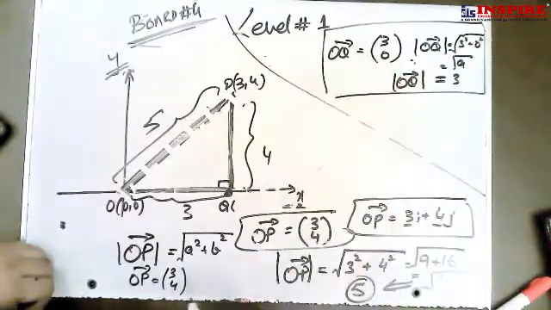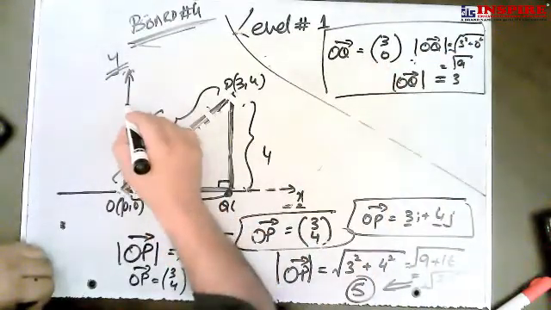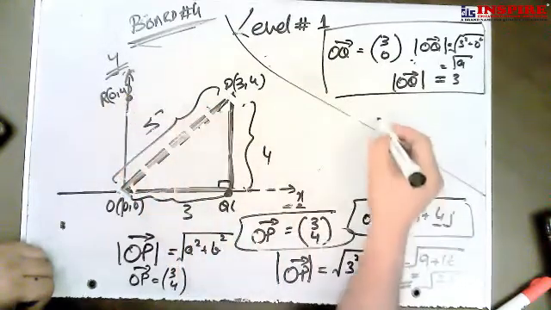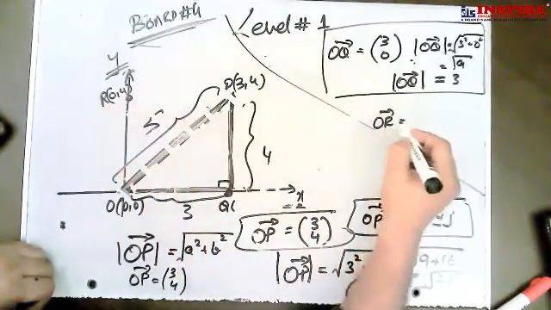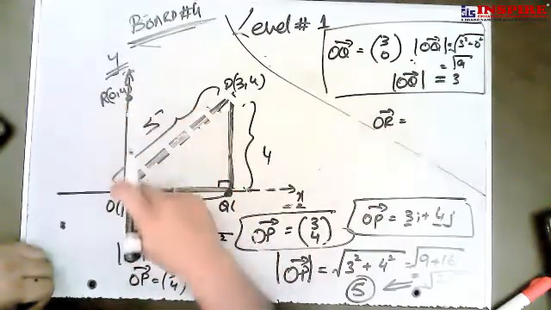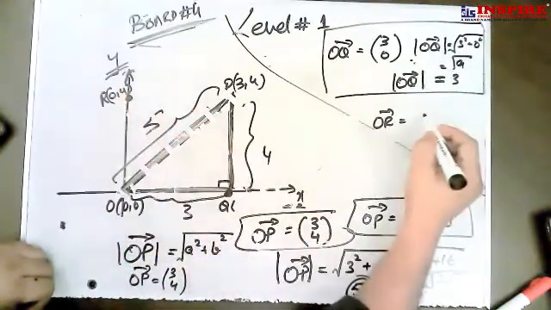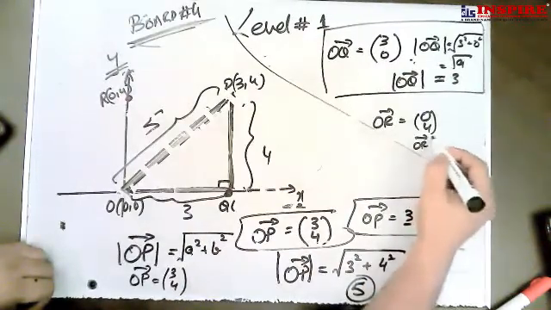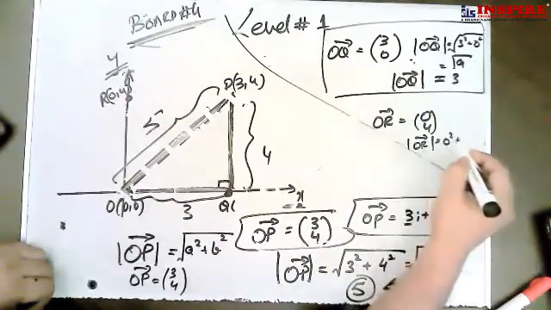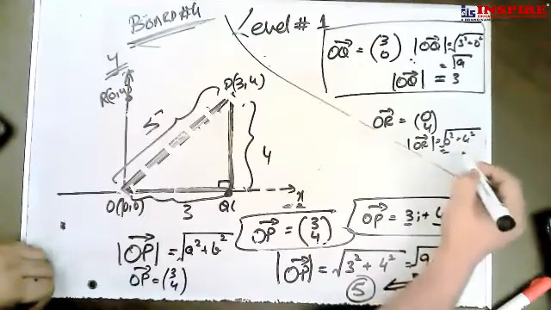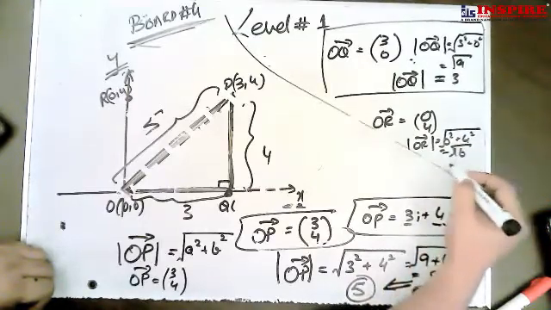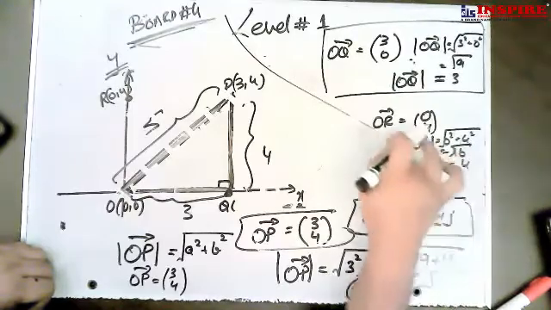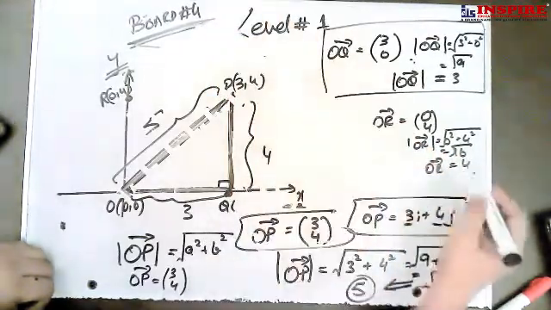Similarly, this was R, at 0, 4. So I asked you what's OR? OR was 0 and 4. So what magnitude did you get for OR? 0 squared plus 4 squared, the root, which is equal to 16 the root, which is equal to 4. So what is the magnitude of OR? 4.